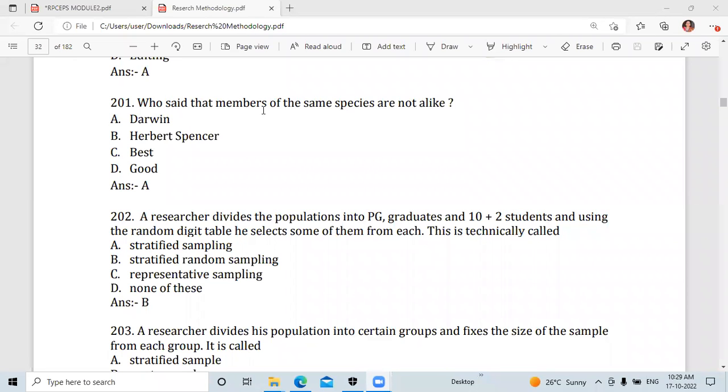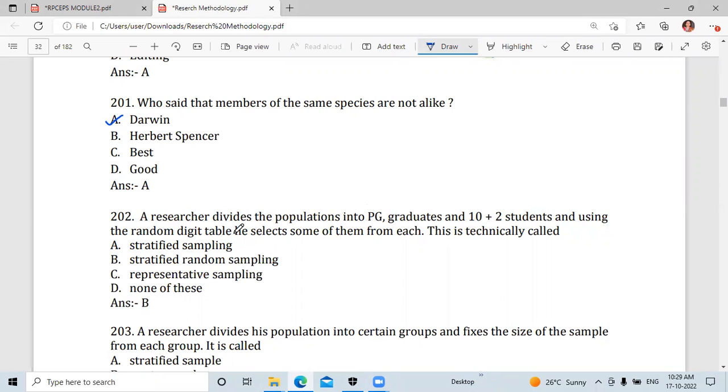Who said that members of the same species are not alike? So the answer is Darwin. The answer is Darwin.